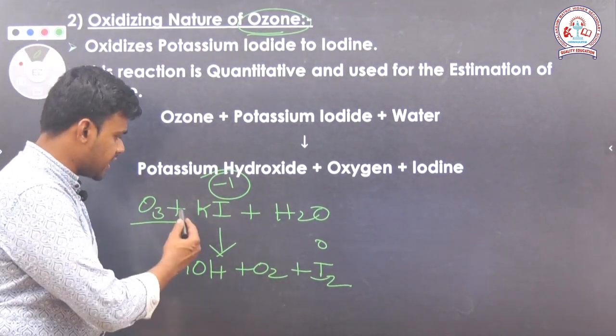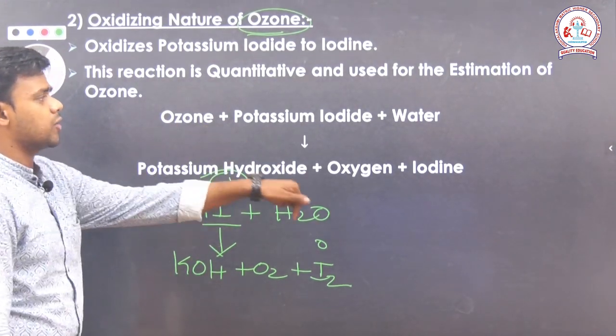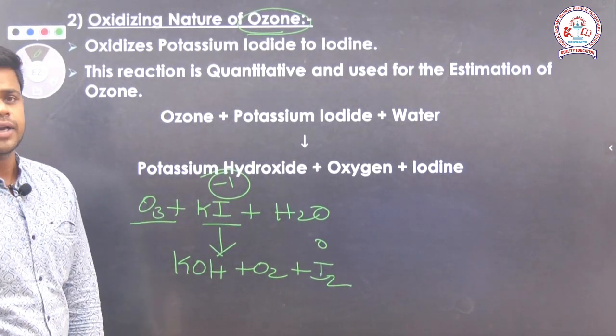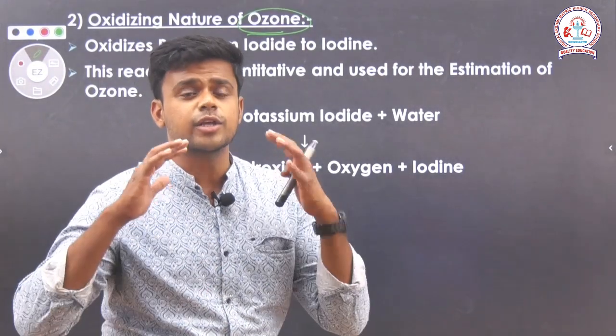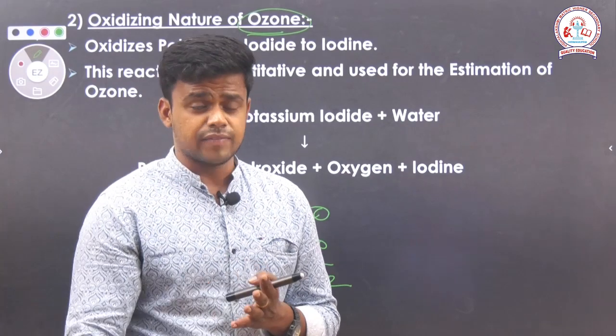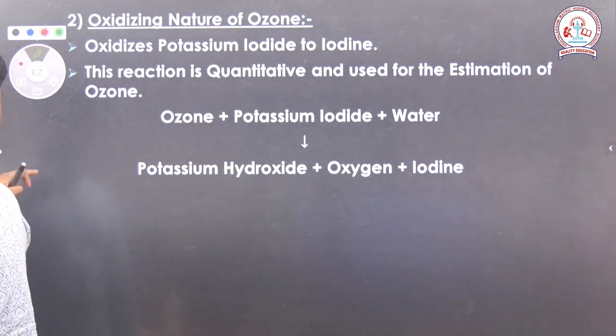The one which is reacting with the ozone is potassium iodide. In potassium iodide, iodine has been oxidized. So, that is the reason. Right. So, in order to estimate quantitatively how much ozone is present in a particular amount of a substance, we can use this method. Then, next one.